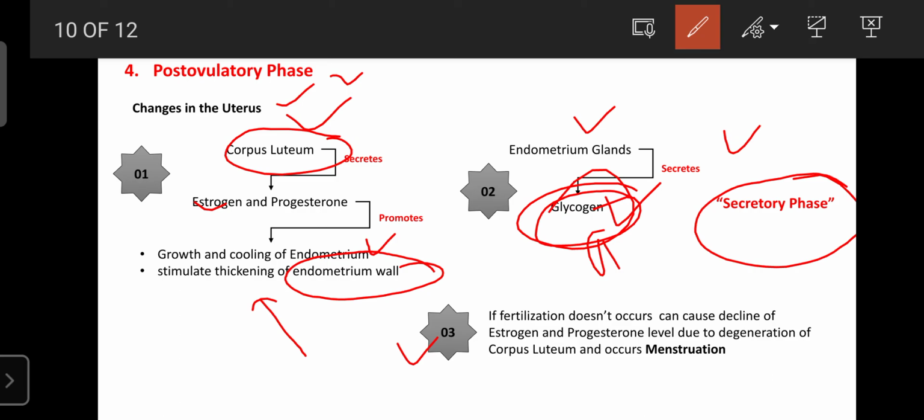Okay, so that's why doctors continuously monitor the blood sugar level in a pregnant woman, because in pregnancy the corpus luteum's functions continue, and that's why the endometrial glands continue to secrete glycogen. Due to the secretion of glycogen, more glucose can be found in our blood. So that's why that pregnant woman is suffering from diabetes mellitus. That type of diabetes mellitus is known as gestational diabetes mellitus, but it can reverse after delivery.